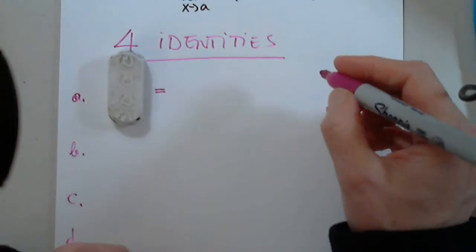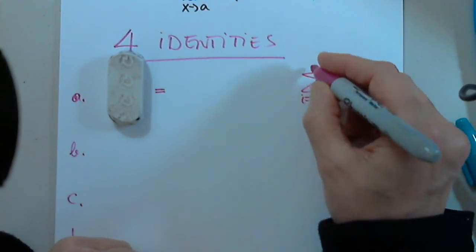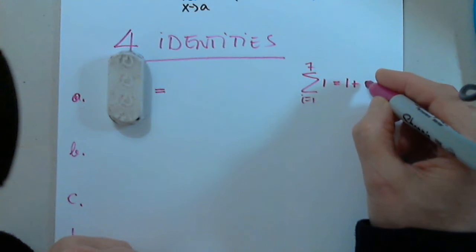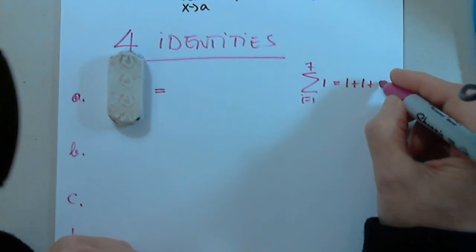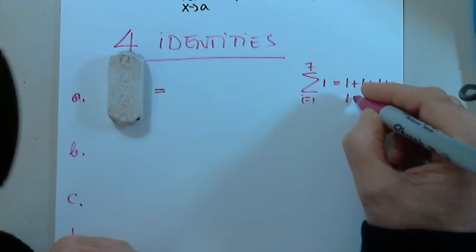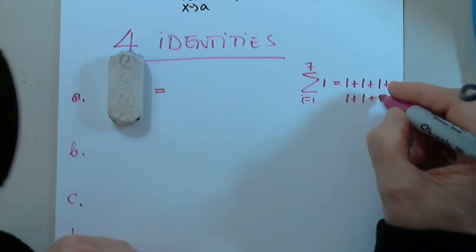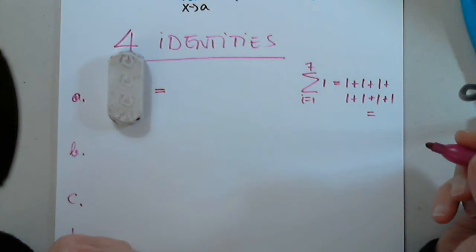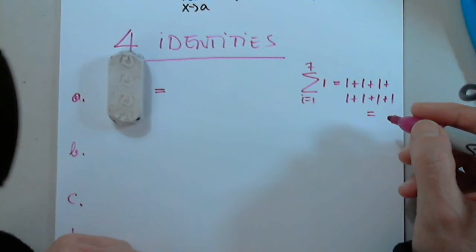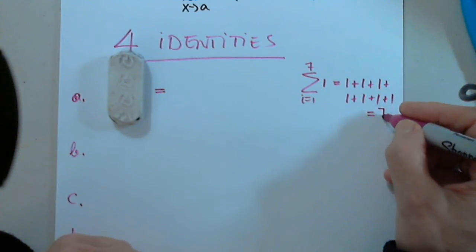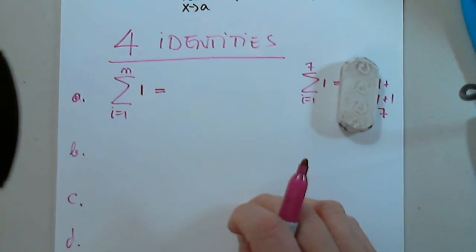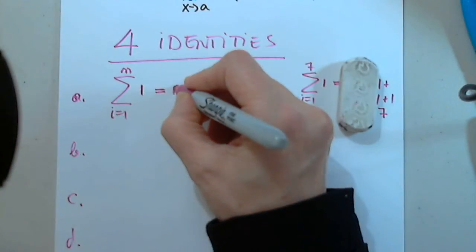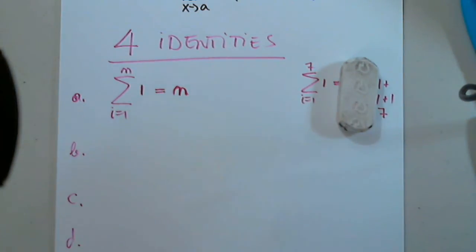Okay, let's look at an example. The sum from i equals 1 to 7 of 1. When i is 1, 1. When i is 2, 1. When i is 3, 1. When i is 4, 1. When i is 5, 1. When i is 6, 1. When i is 7, 1. How much is this? Seven. That's it. A wild guess? Very good. Yes, my n and my m kind of look the same. Sorry about that. So it's the upper limit.